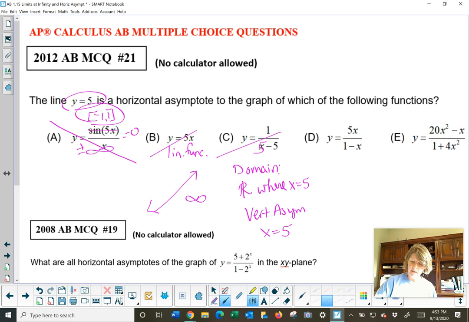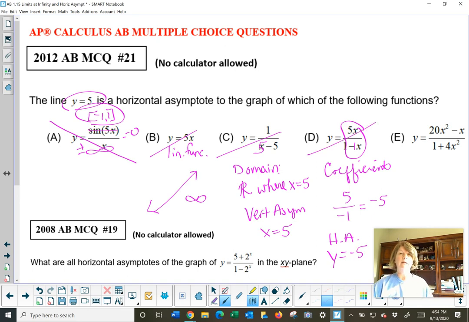And let's see. Similar degrees, but a negative x. The coefficients are what I'm zooming in on. The coefficients would say 5 divided by -1, which would give me -5. I have a horizontal asymptote of y equals -5. That is not it. Okay, well, let's hope this last one maps out for us. Highest degree in the top, highest degree in the bottom, and that would be 20 divided by 4 gives us 5. That says 5 there. E is the answer.